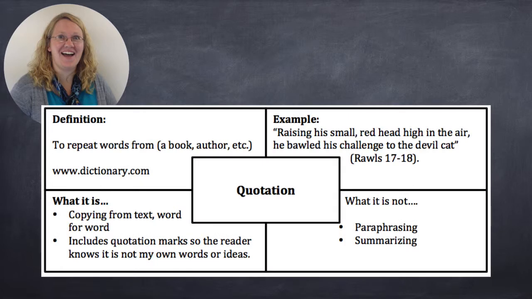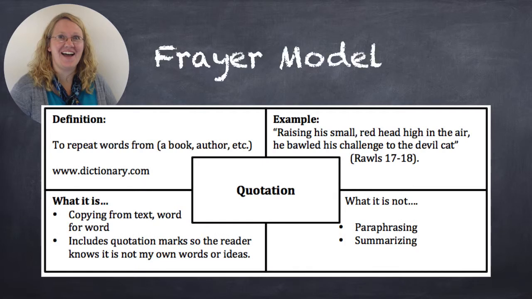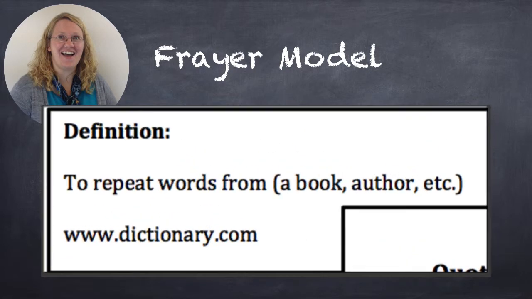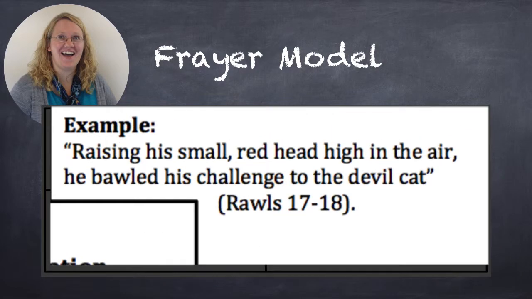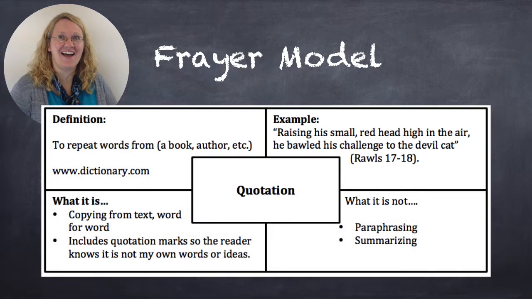The next thing that you will see in your handout is a Frayer model. And a Frayer model is a good tool to use for vocabulary instruction. When we're thinking about the word quotation, a dictionary definition is to repeat words from a book, an author, etc. An example would be, "Raising his small head high in the air, he bawled his challenge to the devil cat." That's coming from Where the Red Fern Grows.